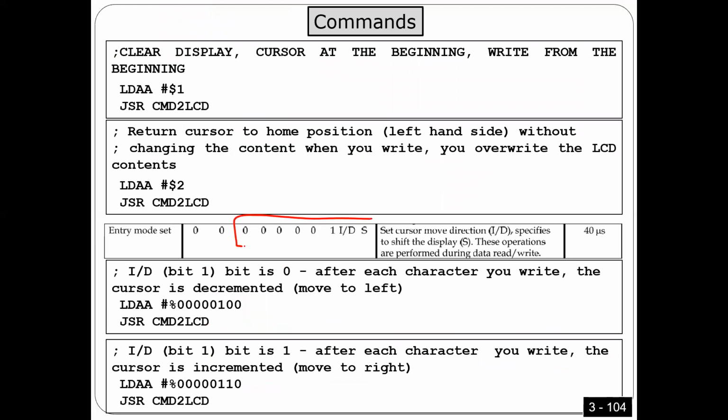So this is the code. I want to focus on this bit here. If this one is 0, that means after each character you write, the cursor is decremented. As I said, decremented means it's going to move right to left. Then S here: do you want to shift or no shift? Because here it is 0, I'm not going to shift the text. So if it is hello this way, because this one is 0, I'm not going to shift hello. What's going to happen if I write X here? The cursor is going to move this way.